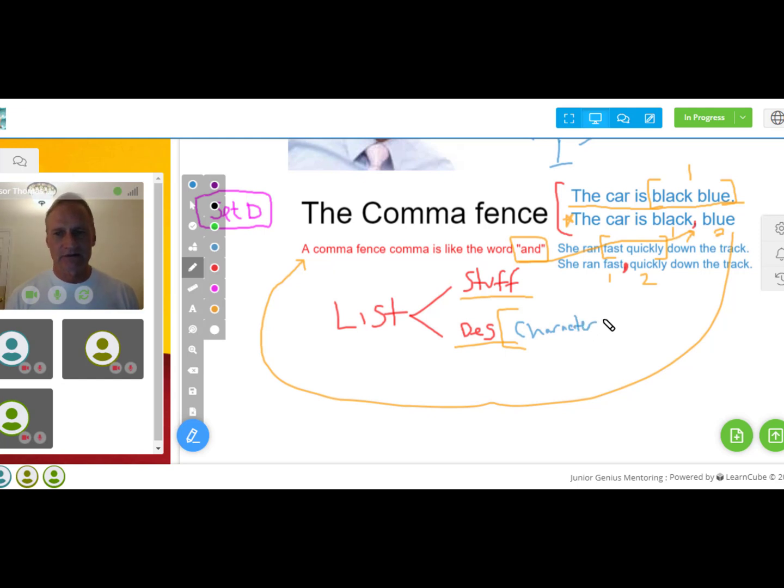Just remember, if you have a comma fence problem, just say the word and. Especially if it's in a list of stuff. It could be a list of descriptive words or characteristics, or a list of things that they're talking about. Just simply say the word and, that's going to help you out. That's a huge secret on that one. All right, that's set D, everyone.